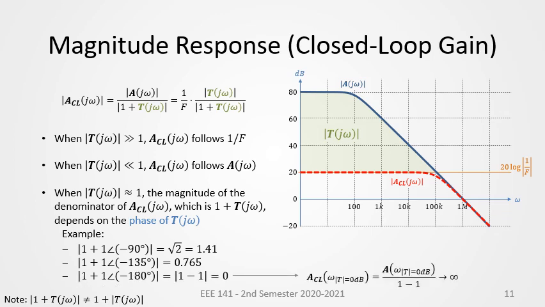As a last example, if T of j omega still has a magnitude of 1, but with an angle of negative 180 degrees, or simply 180 degrees, then the denominator will be 1 minus 1, or 0. And since the denominator is 0, then the closed loop gain will approach infinity. And this is the case where the pole is already at the imaginary axis of the S domain.